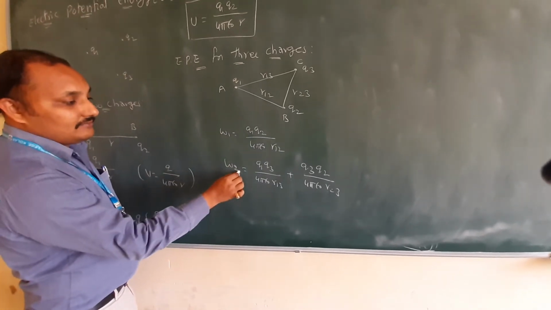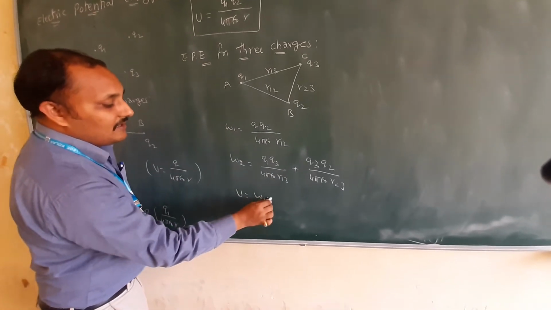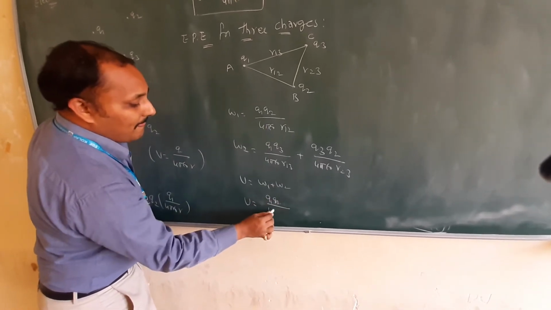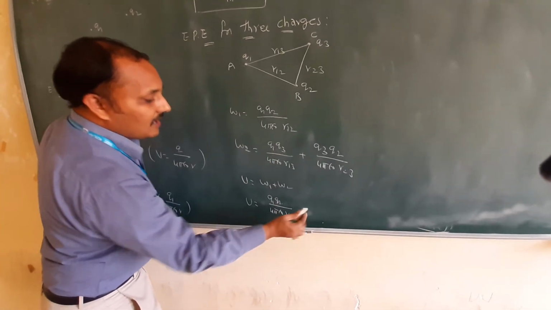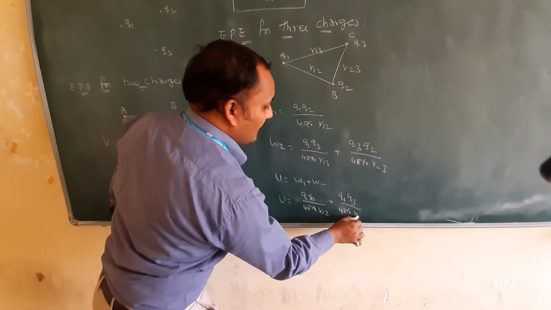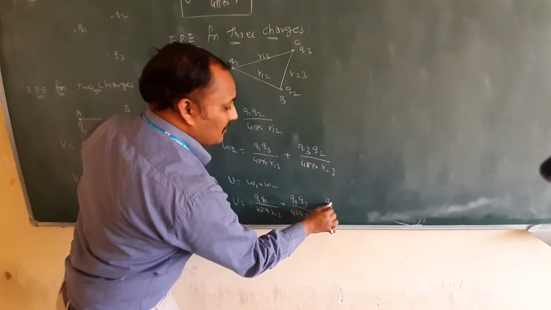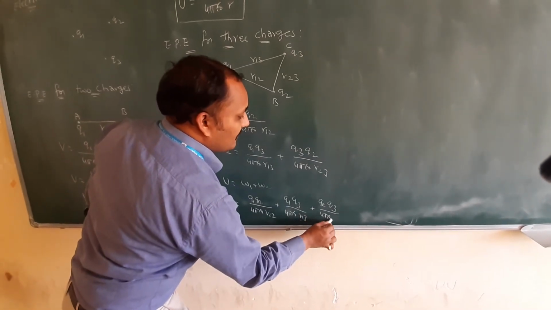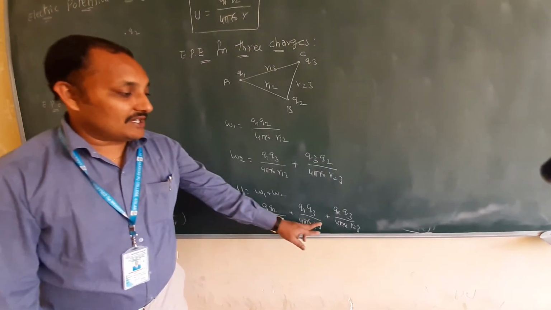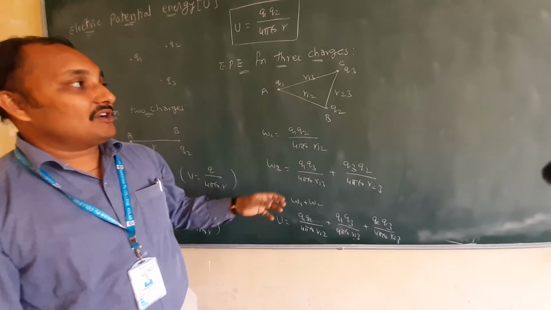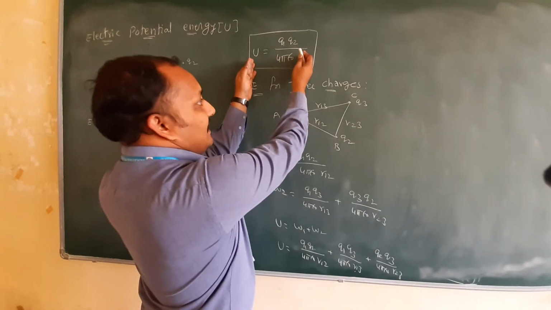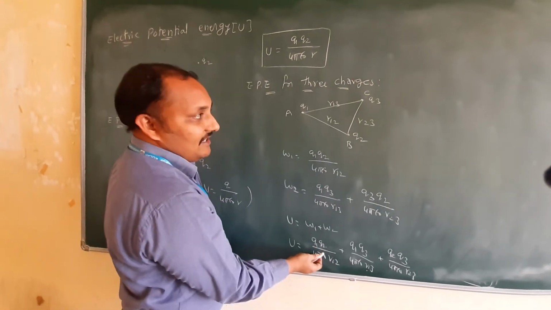Now total work done means U is equal to W1 plus W2. Then U is equal to Q1 Q2 by 4 pi epsilon naught R12 plus Q1 Q3 by 4 pi epsilon naught R13 plus Q2 Q3 by 4 pi epsilon naught R23. So this is the electrostatic potential energy for assembling three charges at three different places. To assemble two charges, this is the equation. To assemble three charges, this is the equation.